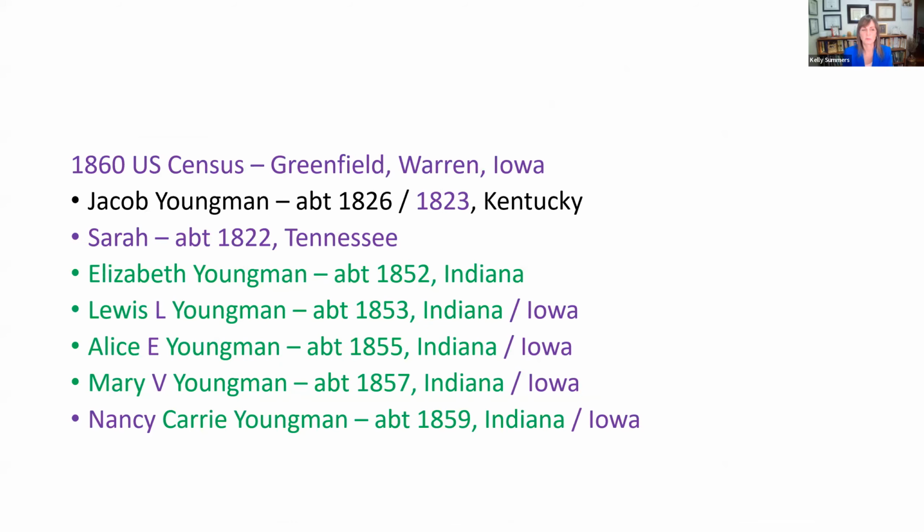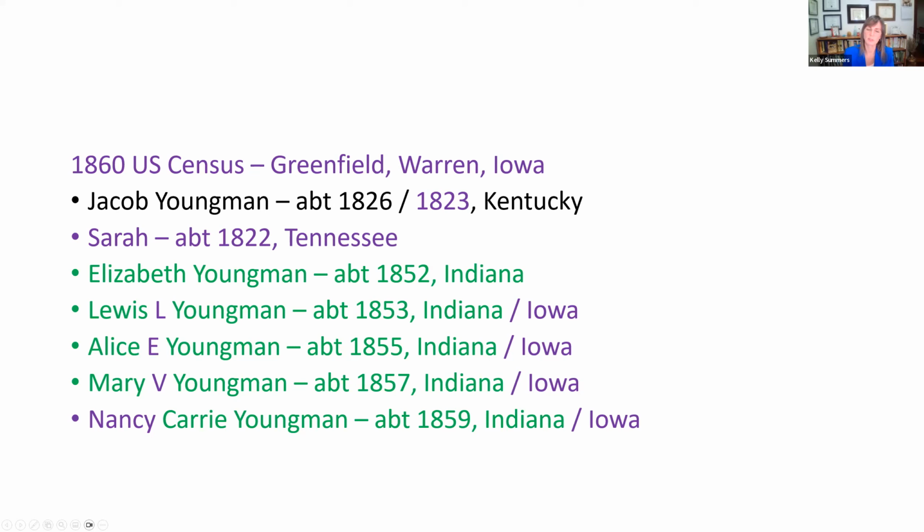Now, this is what we found. So we have Sarah, who was born about 1822 in Tennessee. Interesting, Jacob Youngman, throughout all these census records, he has an age range or year range of when he was born, anywhere between 1826 and 23. And I find it interesting that in this last census, he was a year younger than his wife. And then in the other census, he was quite a bit older than his wife, and his age kind of changed maybe according to who he was married to. But again, it's within the 5-year range.